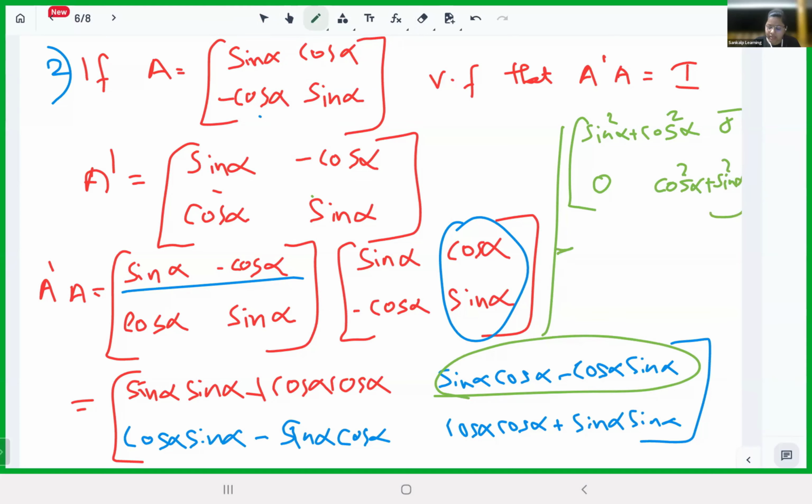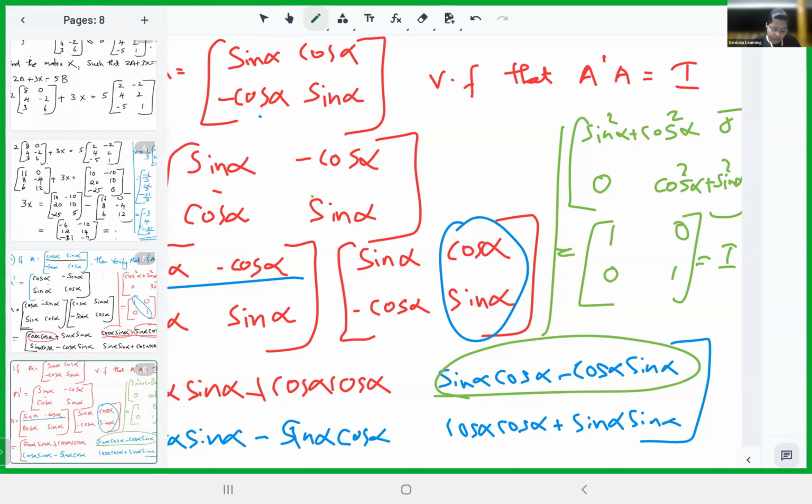Okay. Now, what is sin square alpha plus cos square alpha? It is an identity. What is the value of that identity? It is nothing but 1. So the first element is 1. Then this one is 0. Third is also 0. And cos square alpha plus sin square alpha is also 1. So what is the peculiarity of this matrix? It is nothing but our identity matrix. So we have verified A transpose into A is equal to I for the second matrix also. Okay, so this was our third question. Now we are moving on to the fourth question.